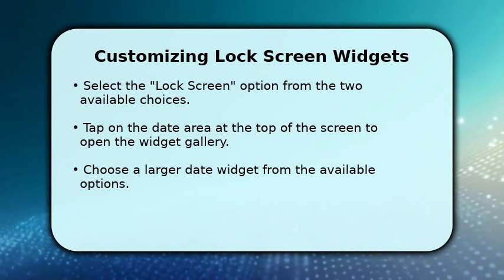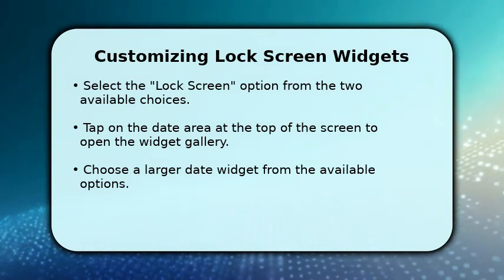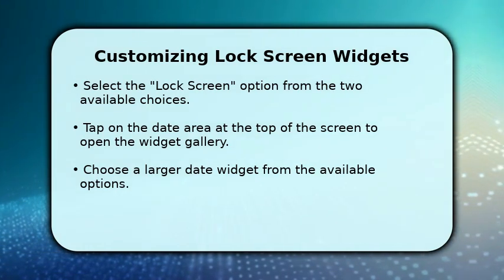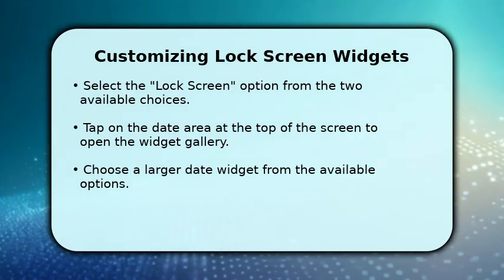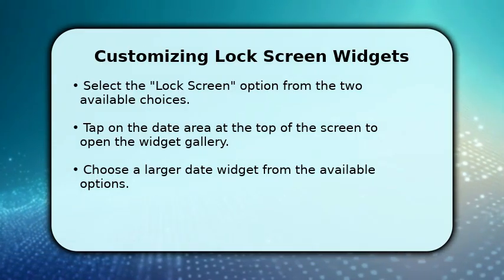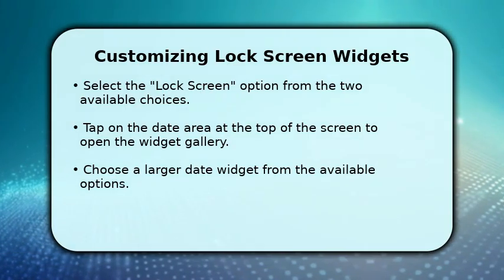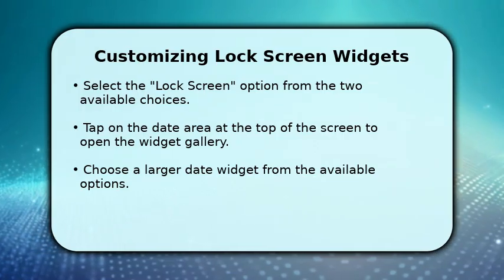Once in customization mode, you will see two options, Lock Screen and Home Screen. Select Lock Screen to modify its appearance. Now, tap directly on the date display at the very top of your screen. This action will open a gallery of available widgets.